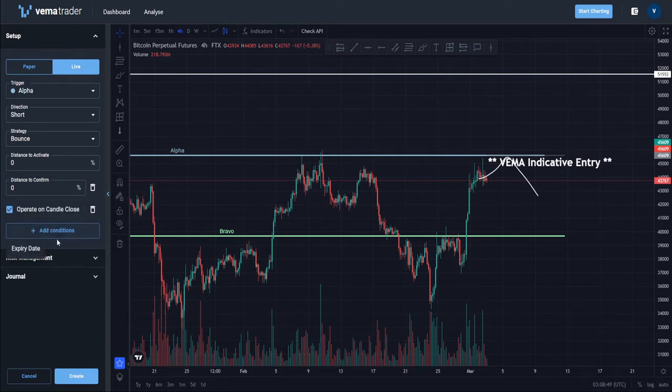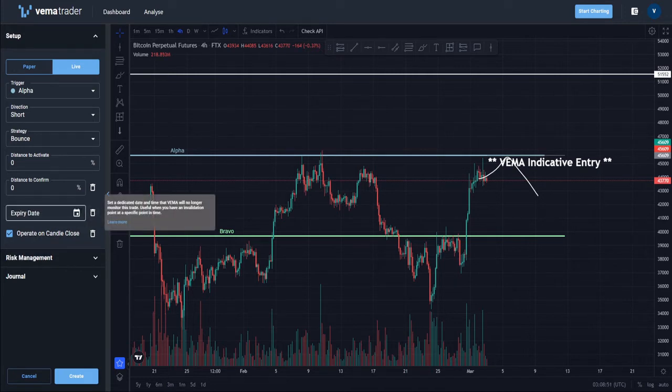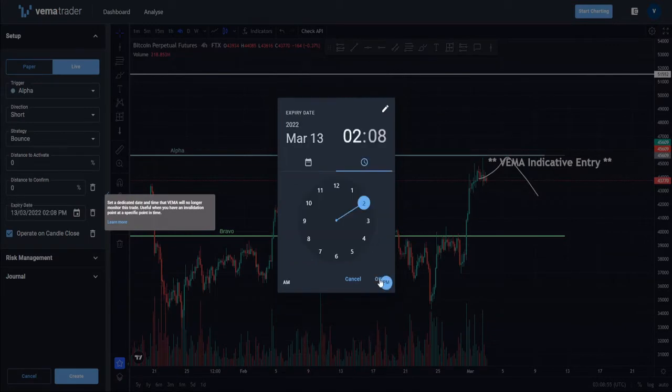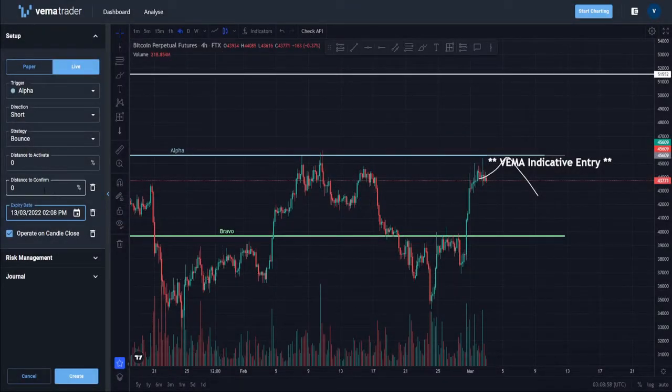And again, I'm going to add an expiry date. I'll use the same one just for simplicity. So we'll go with the 13th about the same time. Cool, that's done. So I'm going to give this a distance to activate just to avoid getting front run. So we'll go with, we wicked up, what's that, to about 0.5. We'll go with 1% now. So distance to activate, 1%.